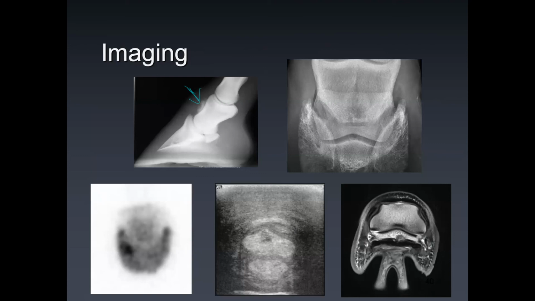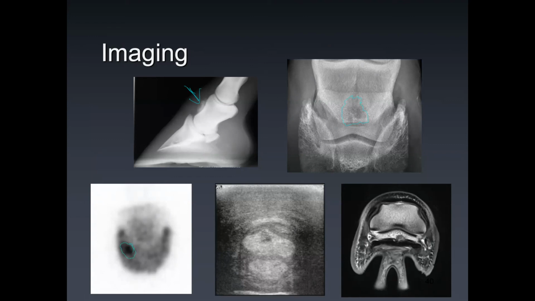On the top right here, there's this lesion all the way around here. That's a big hole in that horse's navicular bone on a radiograph. Down here on the bottom left, here you've got a bone scan, and you notice that one area is very dark. There's a lot of uptake where that thing is.